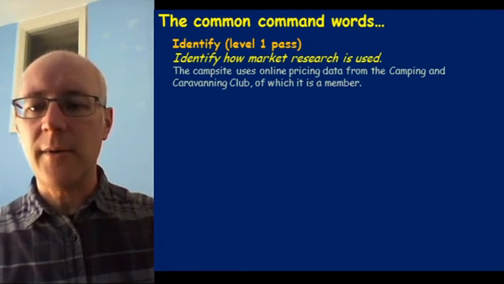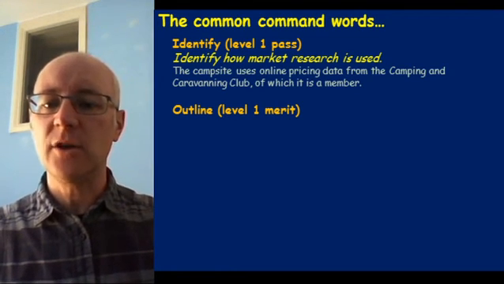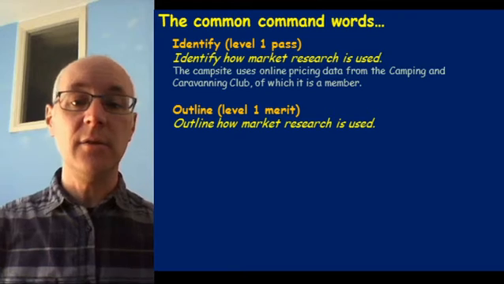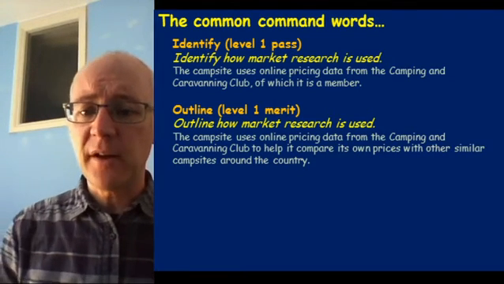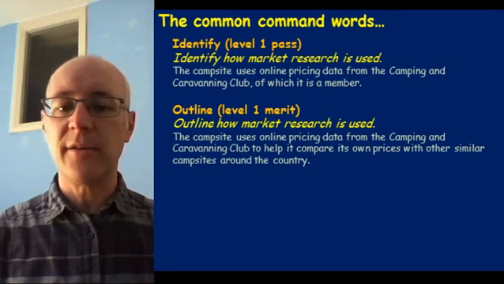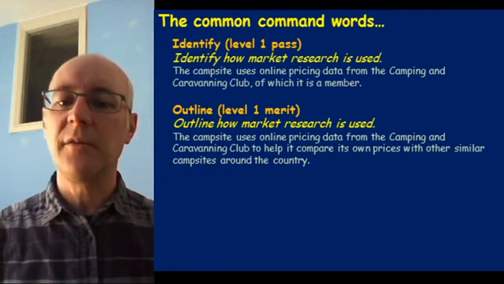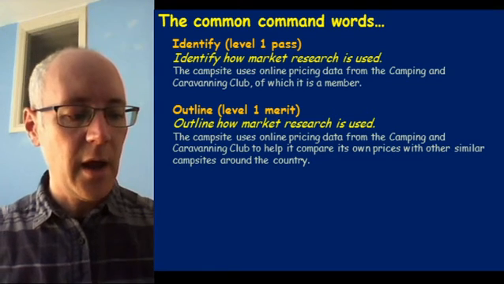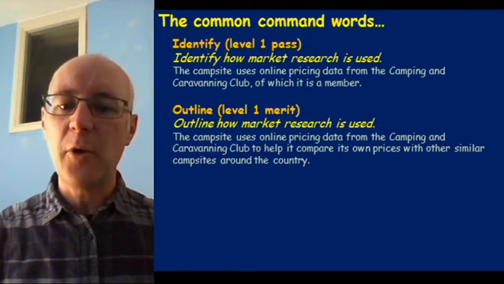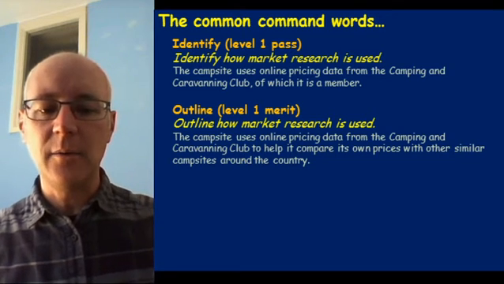What you need to get further than that is to outline. So outline gets you a level 1 merit in this particular section. So again, same question, but I've replaced identify with outline. Outline how market research is used. Okay, so I'm starting off in the same way. The campsite uses online pricing data from the Camping and Caravanning Club to help it compare its own prices with other similar campsites around the country. So I've not just said what it does, but I've said why it does it in a brief way. So outline says what it involves, so it's helping them to compare its own prices with other similar campsites around the world. It's to enable them to look at the pricing and to be able to compare.